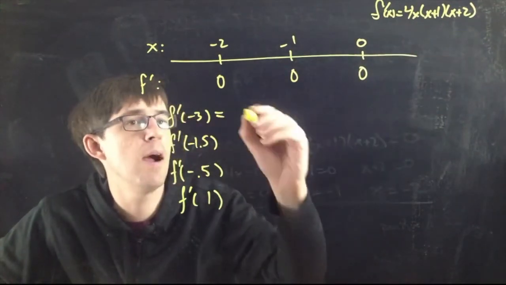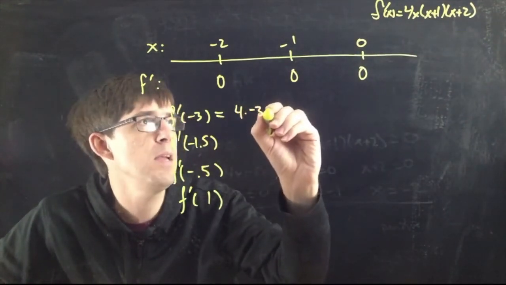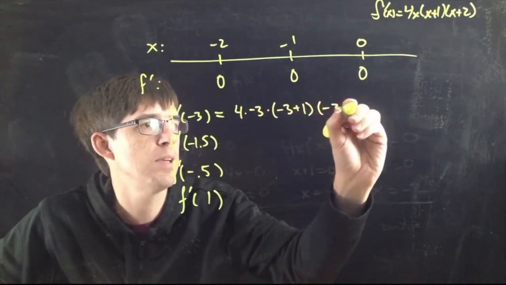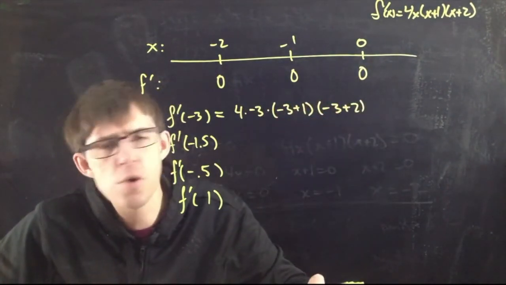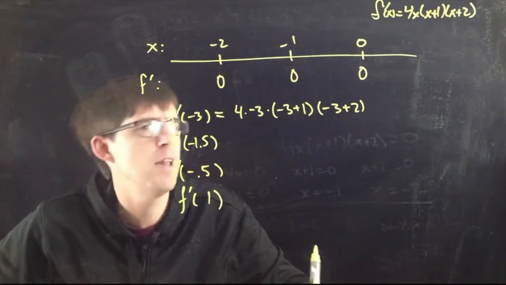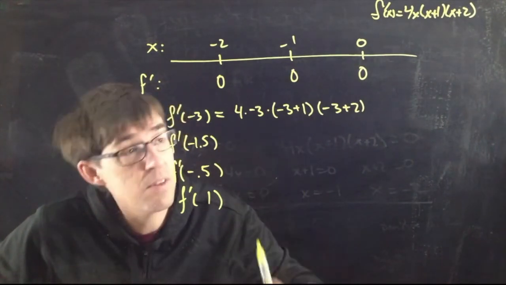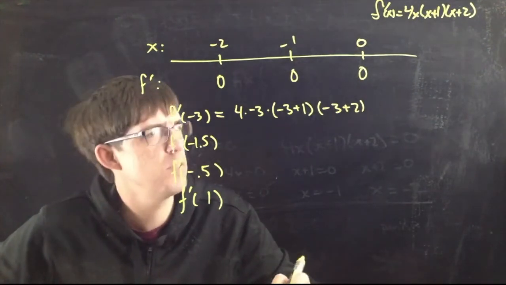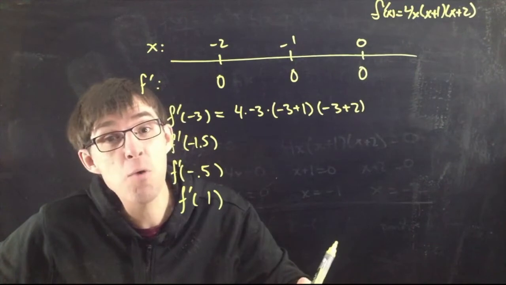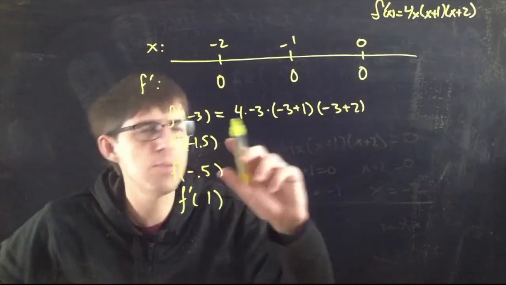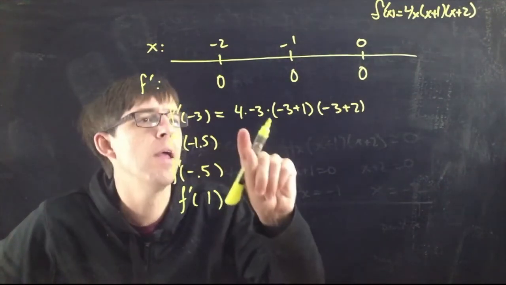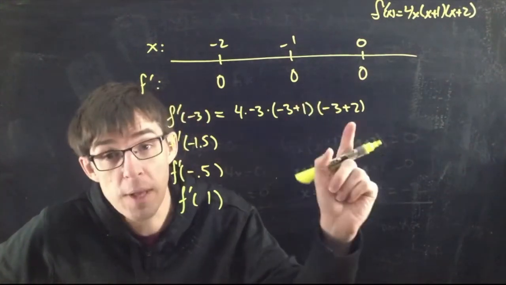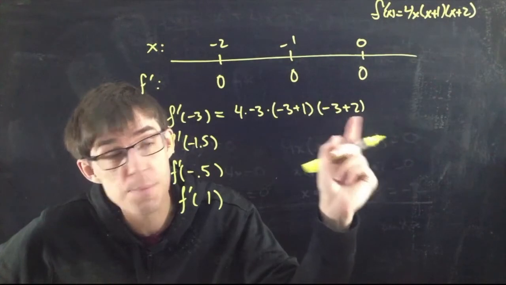Okay, plug in here. I get 4 times (minus 3) times (minus 3 plus 1) times (minus 3 plus 2). Now, you could plug all of this into your calculator, but I'm here to tell you, you don't actually need to use your calculator for this. And as you know, on our tests and quizzes, I will not allow you to use a calculator. So how can you do this without using a calculator? It's not so hard. Here we have a bunch of things which are multiplied together. And I don't care what the answer is. I only care if the answer is positive or negative.